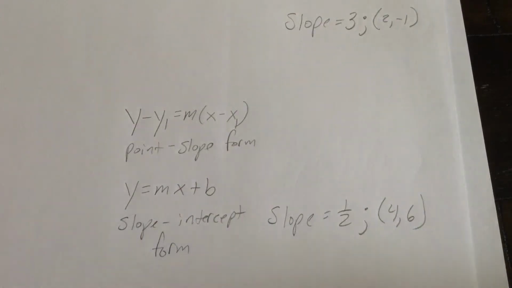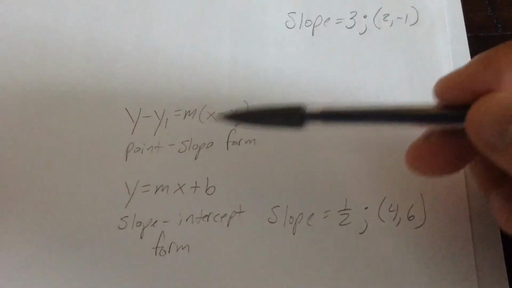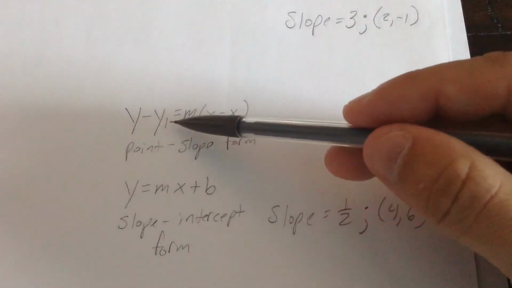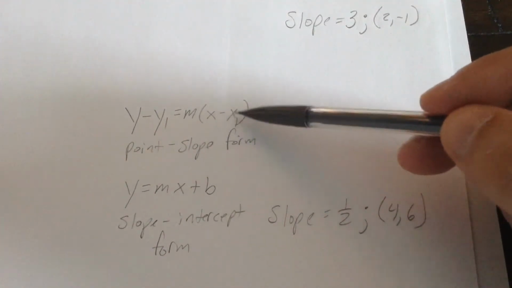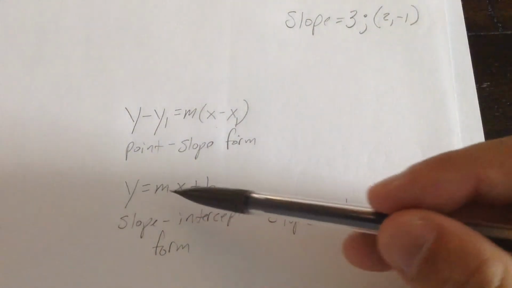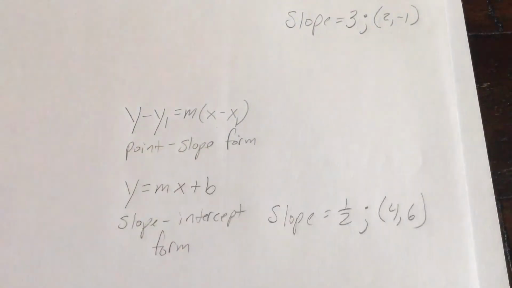Okay, for these problems they're asking you to write an equation in slope-intercept form for the line with the given slope that contains the given point. Now you need to remember point-slope form, because that's what we're going to sub into first. So it's y minus y1 equals m(x minus x1), point-slope form. And we're going to convert it into y equals mx plus b, which is the slope-intercept form.